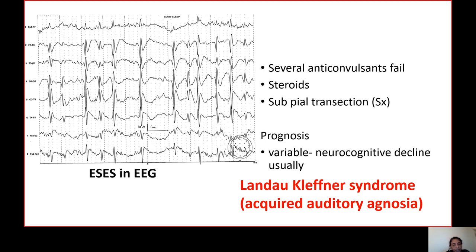The prognosis is variable. Usually they come with neurocognitive decline and their speech may not return to normal in the majority, but some of them might catch up a little later. So this is Landau-Kleffner syndrome, or acquired auditory agnosia. This comes as a normal child who has been developing normally and then subsequently has these clinical features.